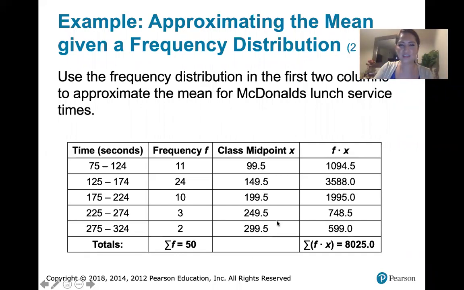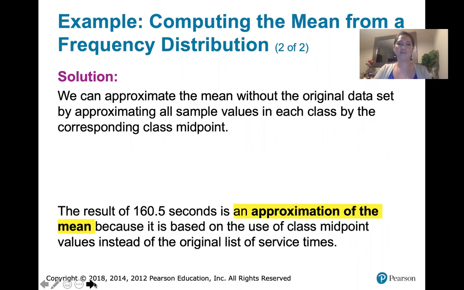Okay, so you fill in this table with the class midpoints times the frequencies. And then the last step is, you add up all the frequencies and you add up the class midpoints times the frequencies. And then the last step is to take those and divide.